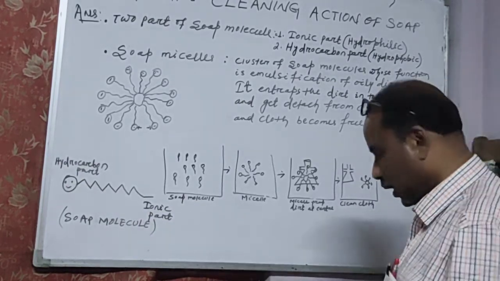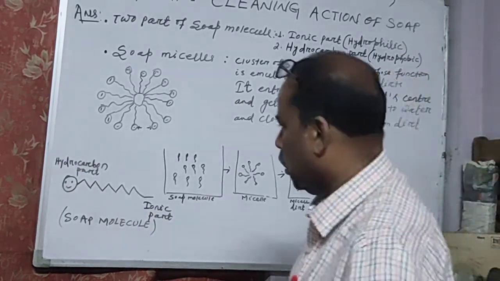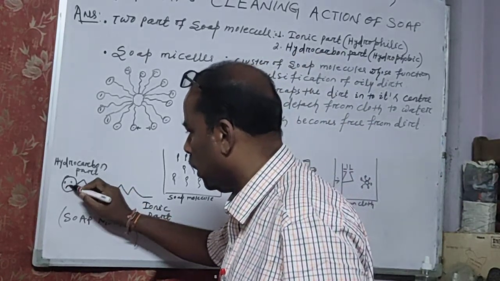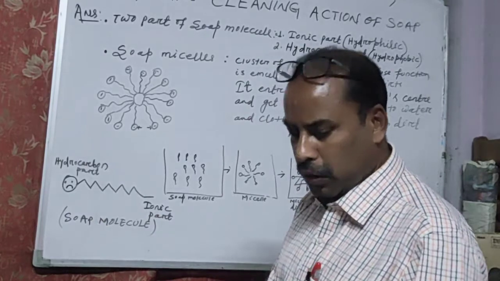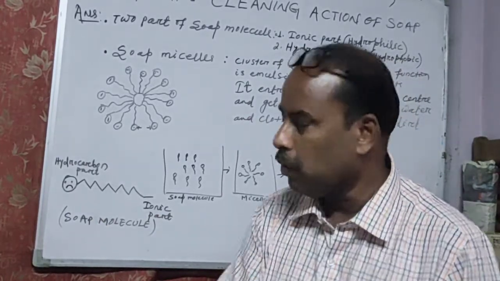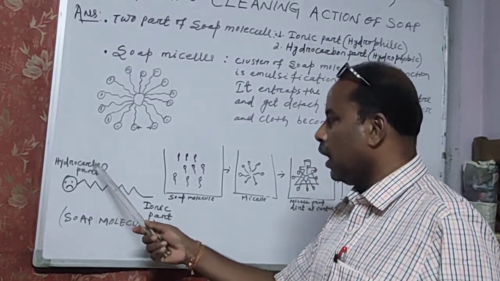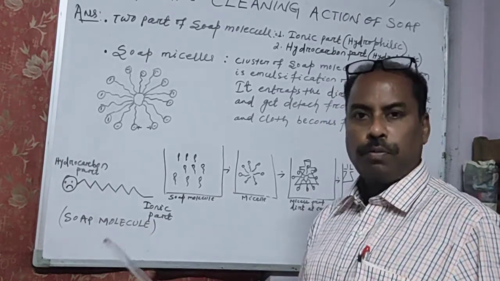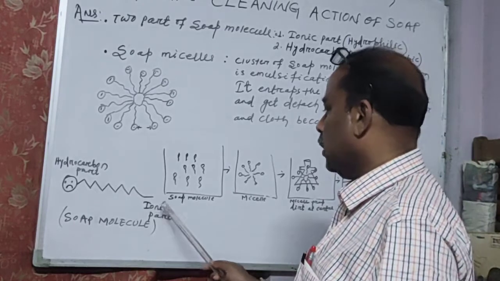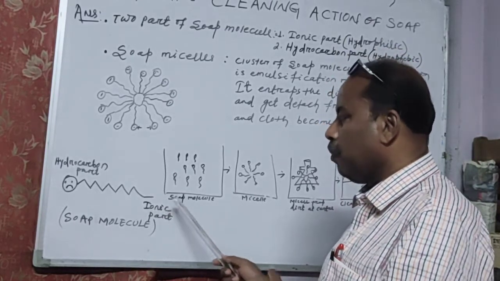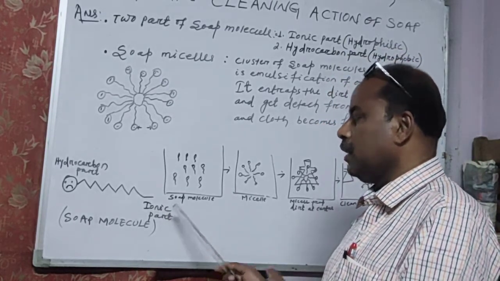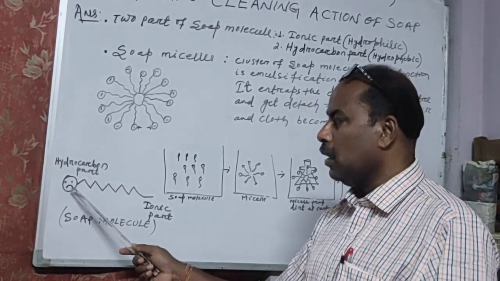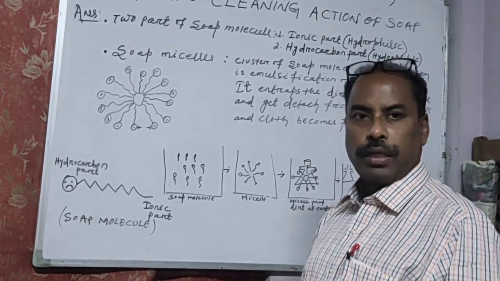So I have just drawn it in a different way. This is like that, meaning it is very angry with the water. It does not like the water. So it is the hydrocarbon part which does not like the water. Hydrophobic. Hydro means water, phobic means fear. And this is the ionic part which is hydrophilic. Hydro means water and philic means like. This likes the water, this does not like the water. You can see how this part is very angry, it does not like the water.